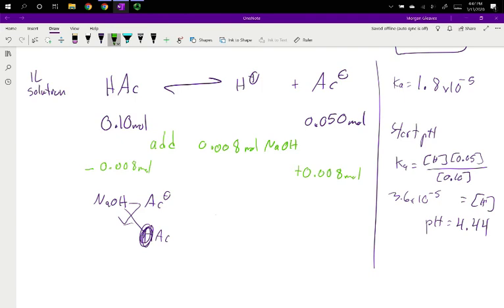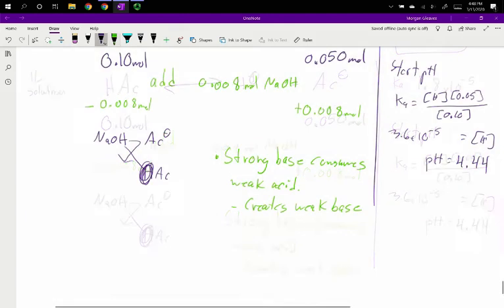And so this is the reverse of what we saw in the last video with the HCl. Strong base consumes weak acid, creates weak base. So this is kind of opposite of what we saw last time. Last time we added HCl and it got rid of the weak base. This time we're adding a strong base, sodium hydroxide, and it's getting rid of the weak acid. Where will that leave us?